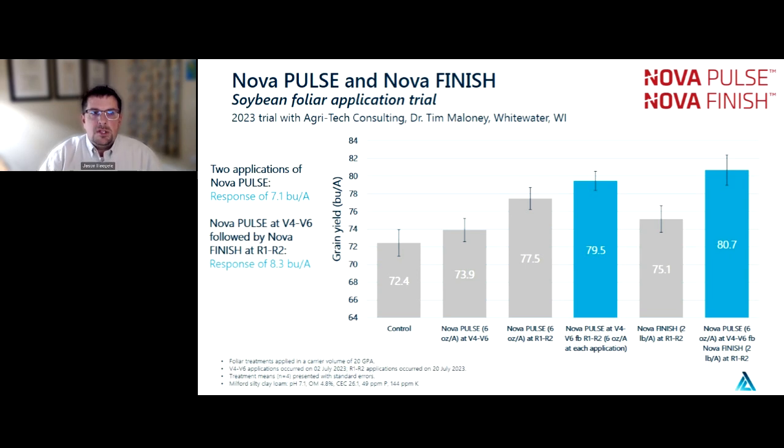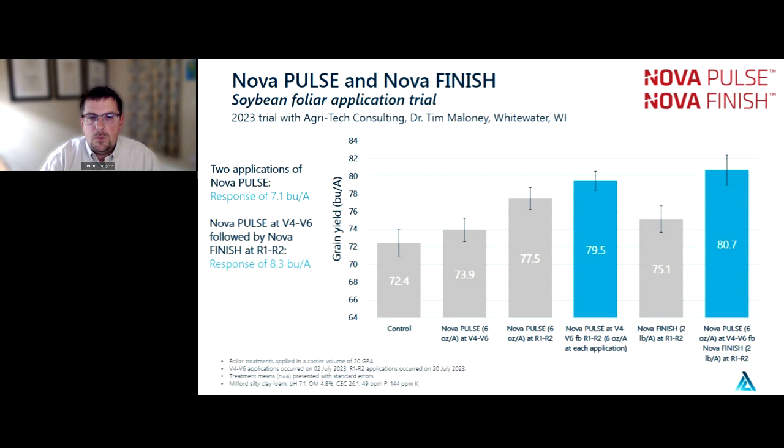So as one example, this is a 2023 trial from Wisconsin where we again had Nova Pulse applied at 6 ounces per acre, but we did it at a couple of different application timings, so V4, V6, as well as an application at R1, R2. And then also in this trial, we had Nova Finish applied at R1, R2. So what we saw in this 2023 trial was that the R1, R2 application was significantly greater than the control. There was a numerical increase in yield for the V4, V6 application, but based on these trial results, the R1, R2 single application would be the more optimal timing.